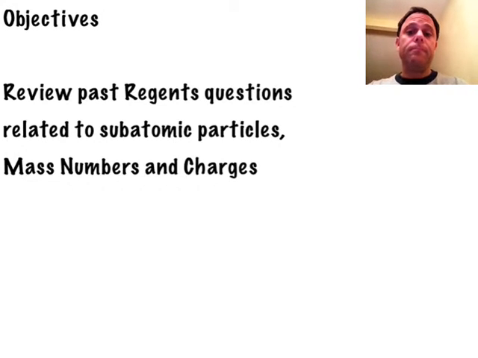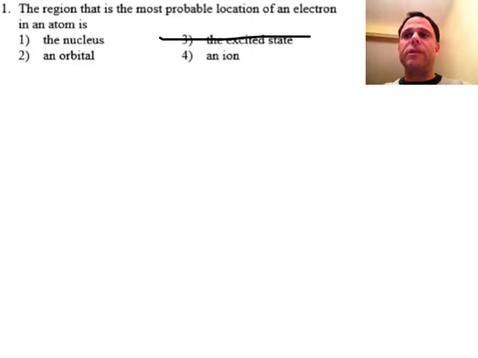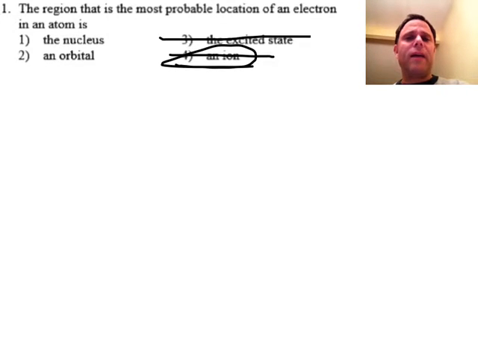So here we go. Number 1. The region that is the most probable location of an electron in an atom is... Well, we've got several locations in an atom. Most notably is the nucleus and the area that surrounds the nucleus known as the orbitals. So right then and there I do see two choices that do not make sense. Excited state relates to electrons but has nothing to do with their primary location, and an ion relates to an atom's charge.